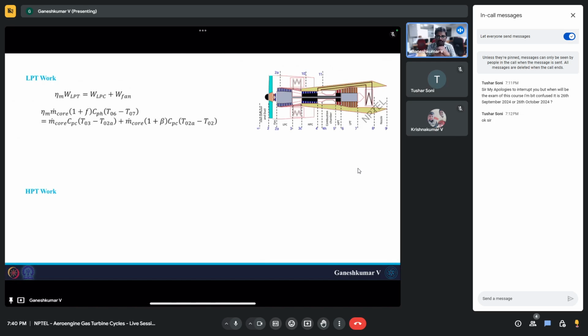You should be a little bit careful. Here we have m dot core into 1 plus f into CPH, because in the combustion chamber we add fuel, and then it gets expanded in the high pressure turbine and then expanded in the low pressure turbine.